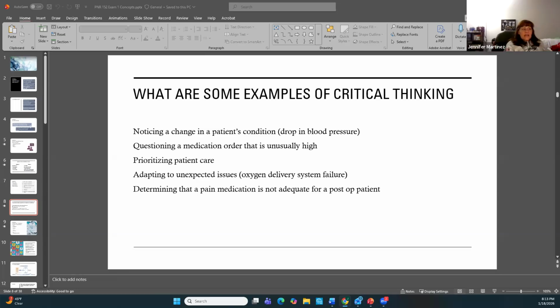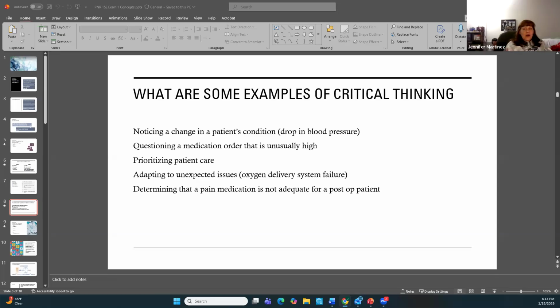Prioritizing patient care is another big part of critical thinking, right? So you get on your unit, you get report, and you get a list of all your patients and what's going on with them. How do you know who to go see first, right? So which client is going to require your immediate assistance versus one that is a little bit more stable.